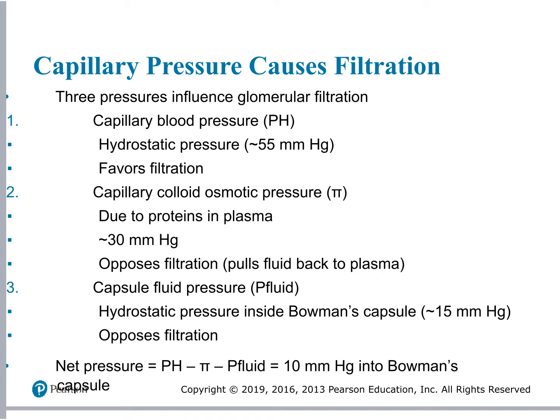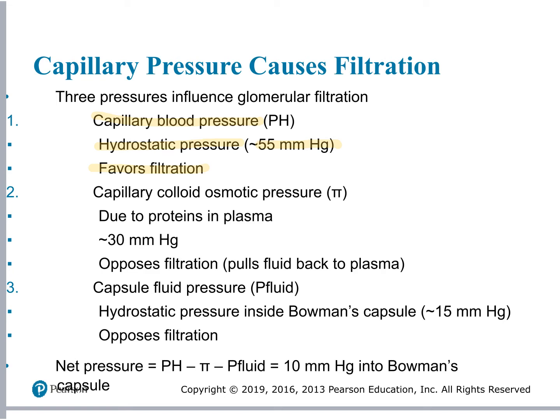There are three pressures to take into account when we talk about filtration. Those pressures are the capillary hydrostatic blood pressure. That is your blood pressure, or that's the pressure of the blood going through the glomerulus capillary. Now it's a hydrostatic pressure, and if you remember back to the chapter on capillaries, we talk about hydrostatic pressure as forcing fluid out into the tissues that are surrounding the capillaries. So, capillary hydrostatic pressure favors filtration. It's around 55 millimeters of mercury. The specific number does not matter, just the overall concept.